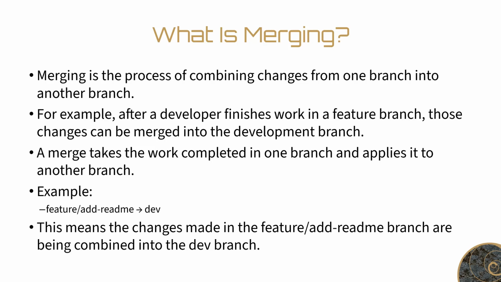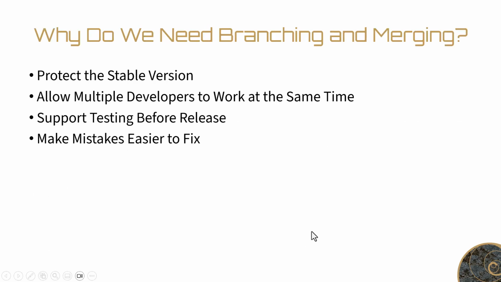And so we're going to see that we're going to do this a lot. We're going to create a feature branch, for example, add README, and then merge it back into our dev branch. So why do we need this? Well, it allows us to protect the stable version of our application. If you've ever written some code and wished that you could go back to the way it was before because it just kind of went the wrong direction, this is where this really helps us out.